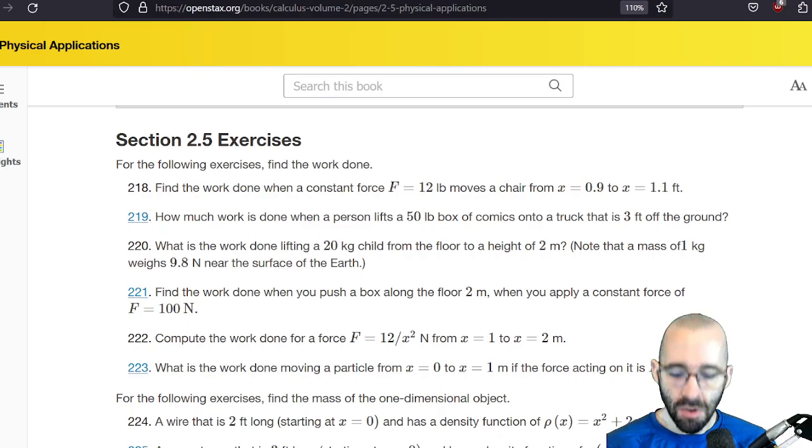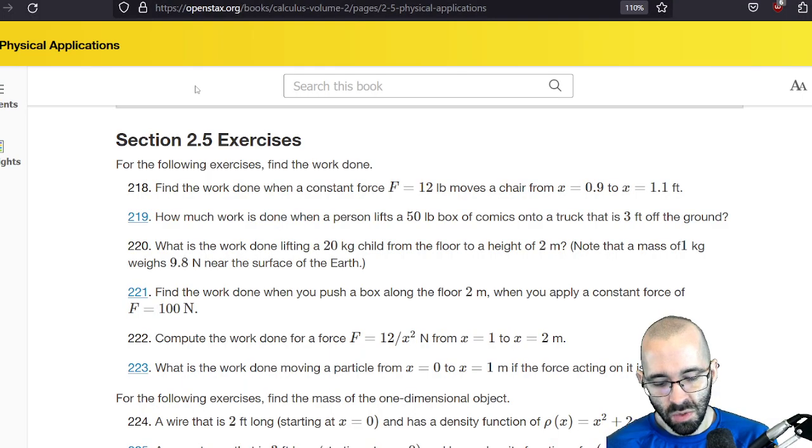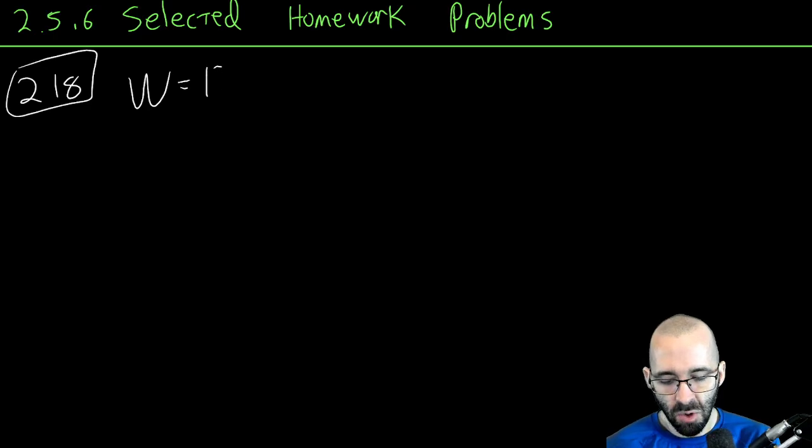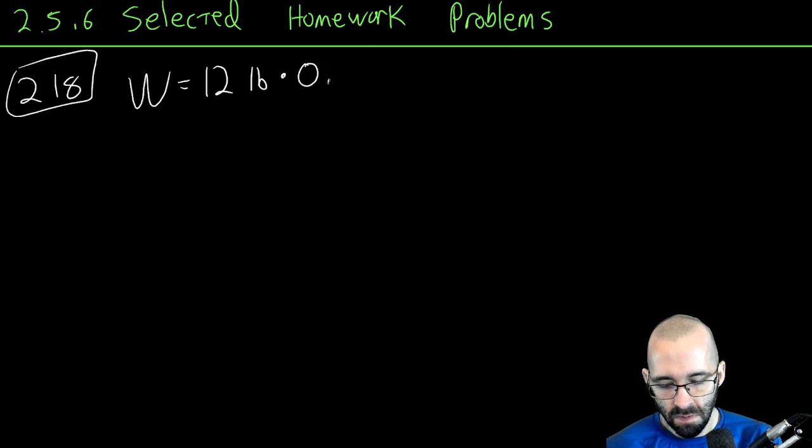We'll start with 218, which hopefully should be pretty straightforward. Find the work done when a constant force moves a chair from 0.9 to 1.1 feet. Now there's two ways of doing this. There's the old basic physics way, which is work is force, constant force of 12 pounds, move something with a displacement of 0.2 feet. We can include units if we want. 1/5 of 12 is 12/5. That's 2.4, I think. Foot pounds.